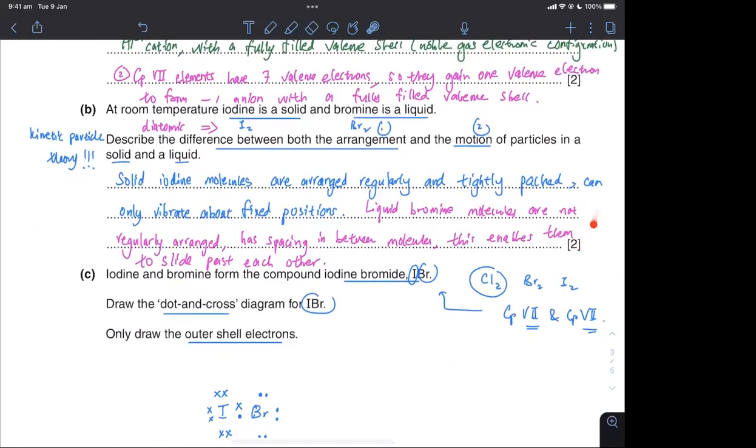This goes straight back to topic 1. Some people are very bad with this. Arrangement is to do with order or regular. Okay, arrangement is not separation. Separation is to do with packing. Tightly packed, closely packed with a little bit of space. That is packing, that is separation.